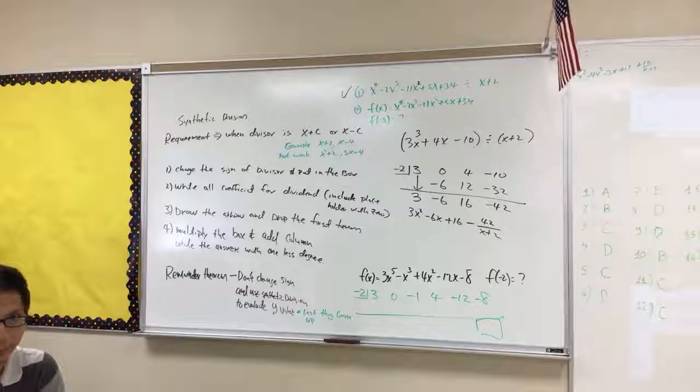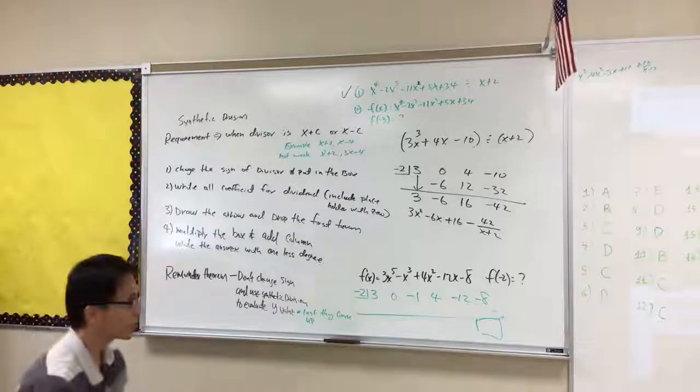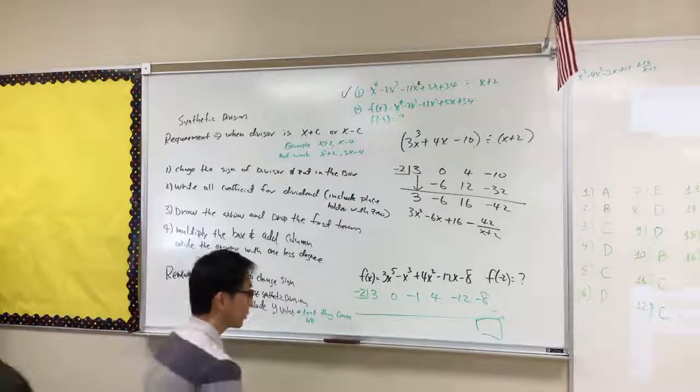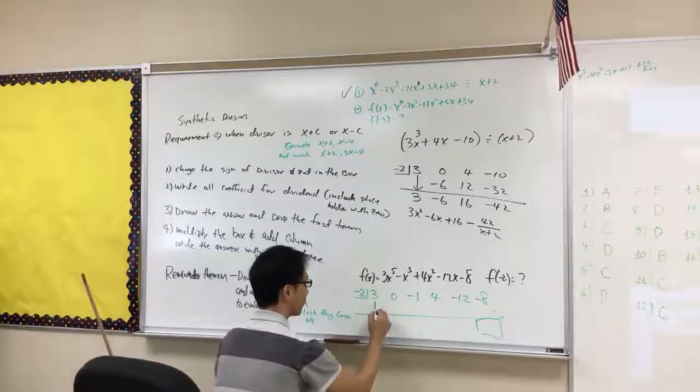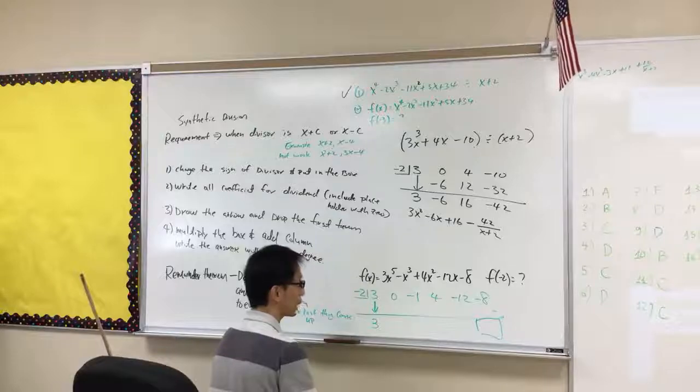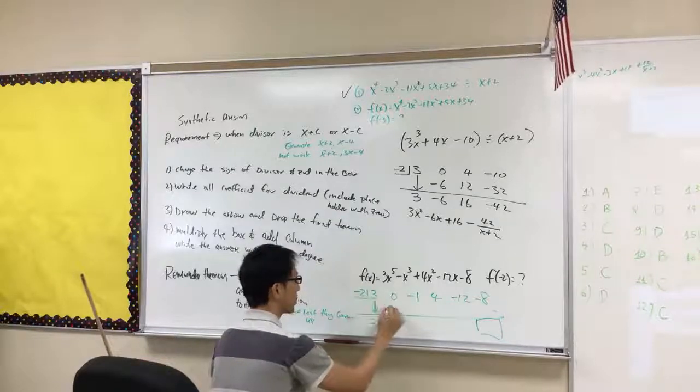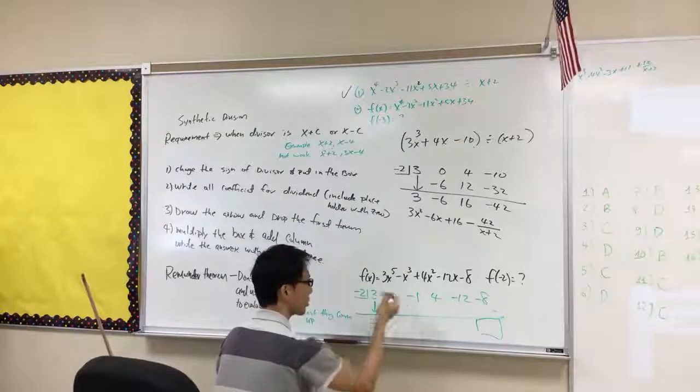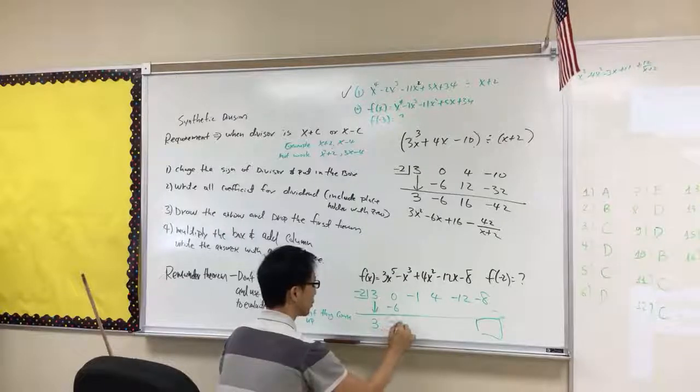You got it? Same thing. What did you get? I got this, but I don't know what to do. So you jump the first one down, then you're going to get 3. 3 times negative 2 is what? Negative 6. You don't have to deal with the big number, you just deal with small numbers.